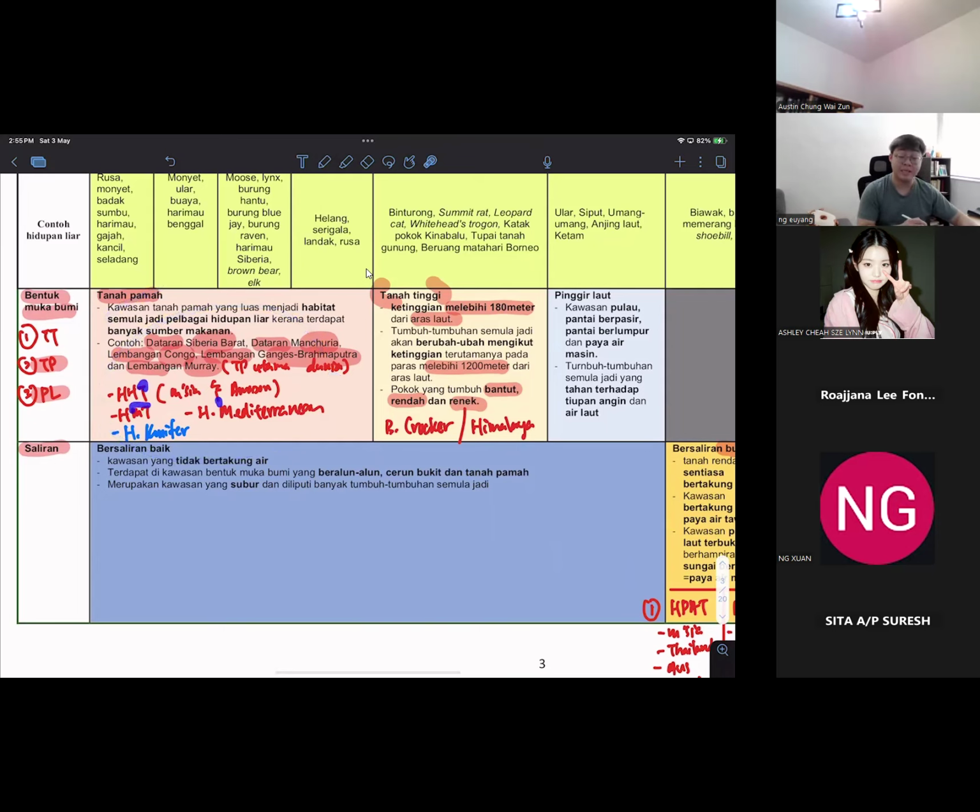Okay, 1, 2, 3, hutan yang panas. But this is panas, sederhana panas. So this is definitely in zone panas. So this is in zone sejuk sederhana, conifer for the incline Siberia.